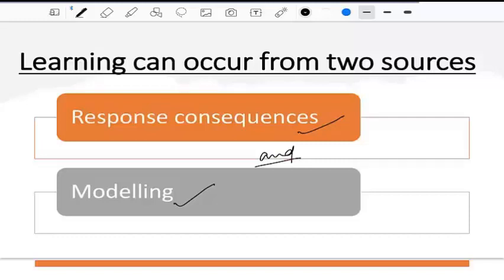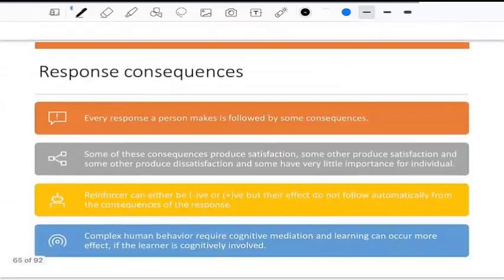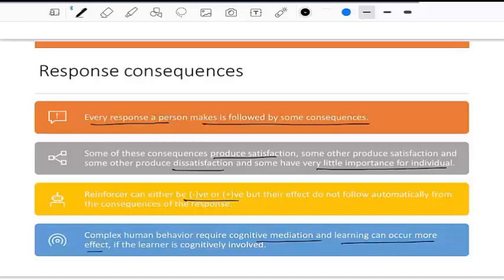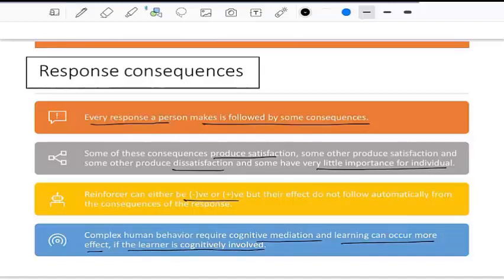Now, what is response consequences? Every response a person makes is followed by some consequences. ठीक है? Every response, we have a separate slide for this. जो भी आपका response होगा उसके कुछ ना कुछ consequences होंगे. वो पॉजिटिव भी हो सकते हैं और नेगेटिव भी हो सकते हैं. उनसे आपको सेटिस्फेक्शन भी हो सकता है, उनसे आपको डिससेटिस्फेक्शन भी हो सकता है, and this might be a case where you have very little importance of those consequences. So complex human behavior requires cognitive mediation, and learning can occur with more effect if the learner is cognitively involved. Is it simple? Now, you know what response consequences are.